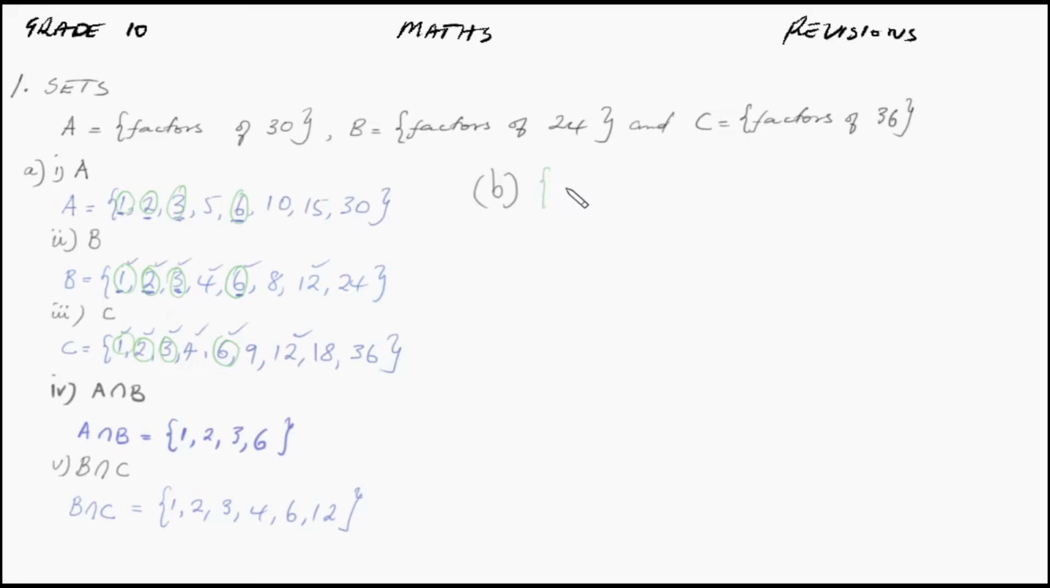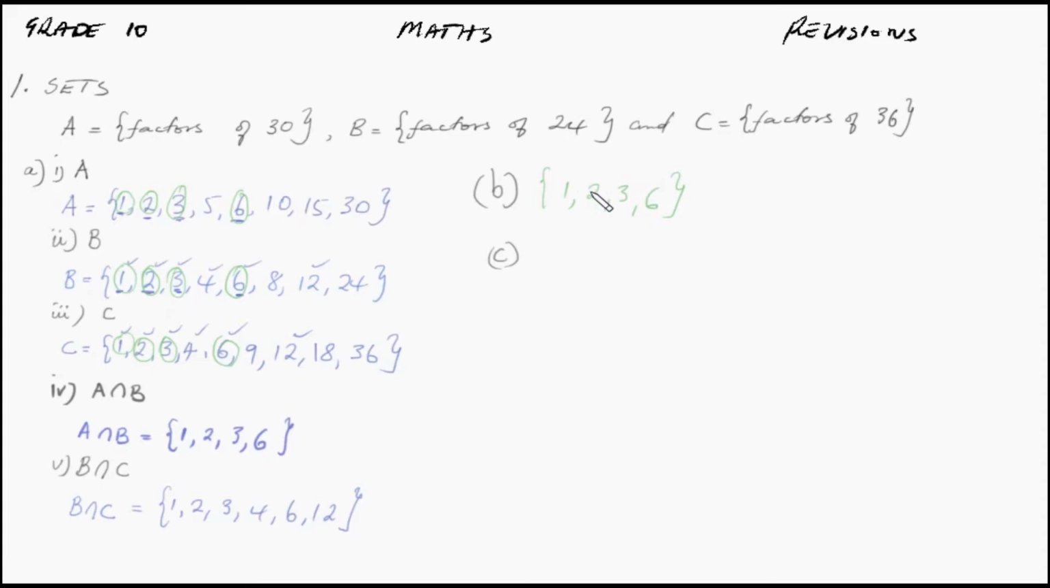Common factors would be 1, 2, 3, 6. These are the common factors between 24, 30, and 36. All right, now part C of this question says, what is the highest common factor of 30, 24, and 36? What is the highest common factor?